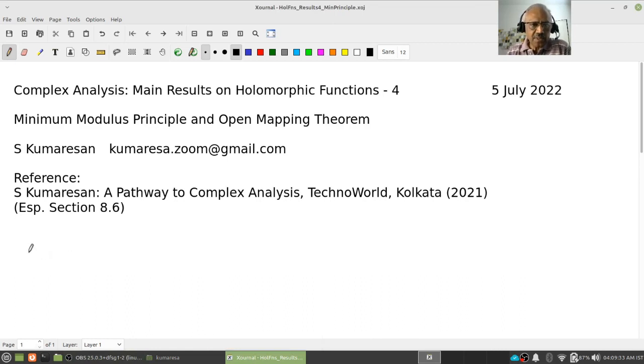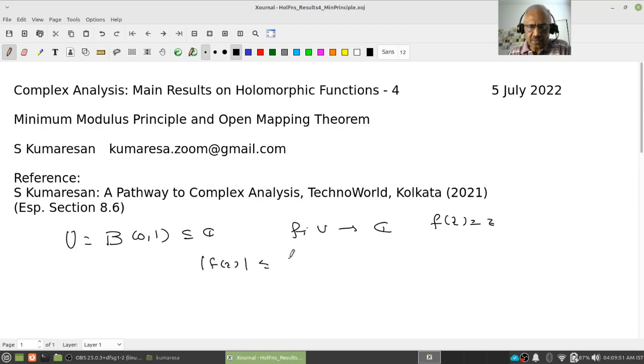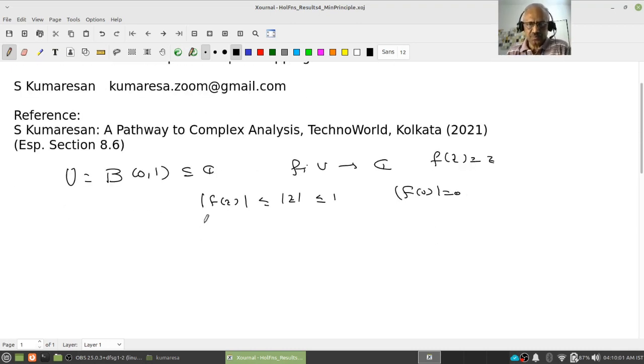So the example we looked at was the following. My open set is the open ball B(0,1) in C, and the function was from U to C, the identity function f(z) = z. Then we know that mod f is less than or equal to mod z, which is less than or equal to 1, and f(0) is 0. Therefore the minimum is attained at 0, which is an interior point, a point of the domain, the open set. So how do you think I should formulate this?